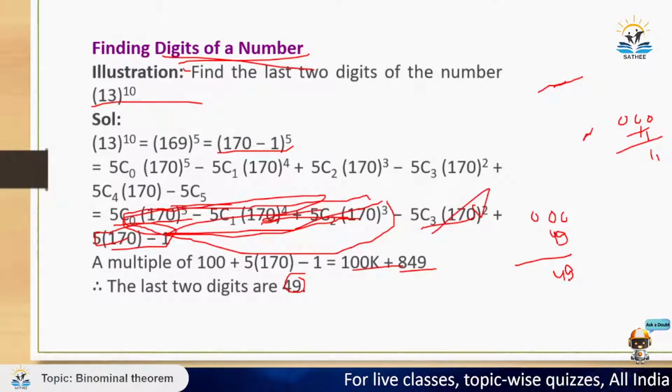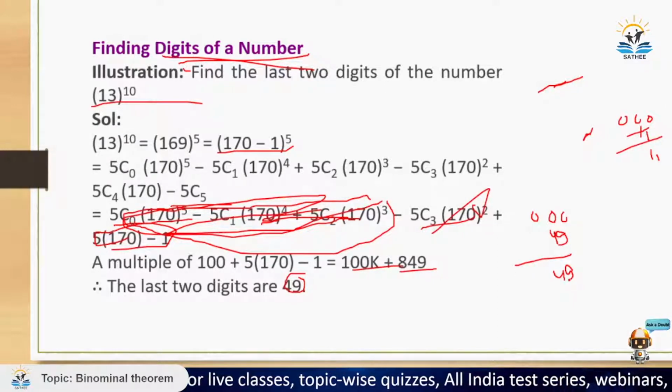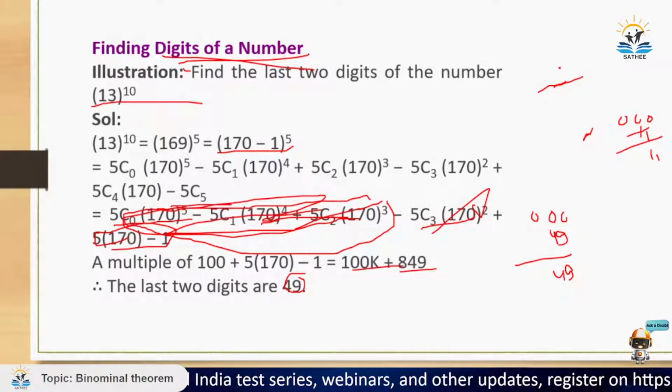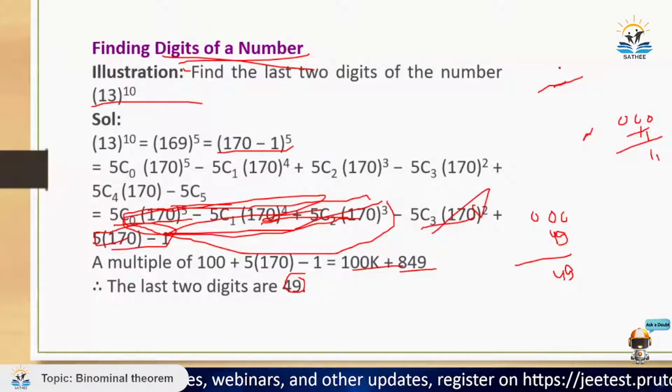170 square will give me 2 zeros, so ignore the expression till 170 square and compute the last two terms, 5 into 170 minus 1. From there you were getting 849. So 49 is the last two digits of your question. Simple. So I hope it is समझ में आई होगी. It was quite important.